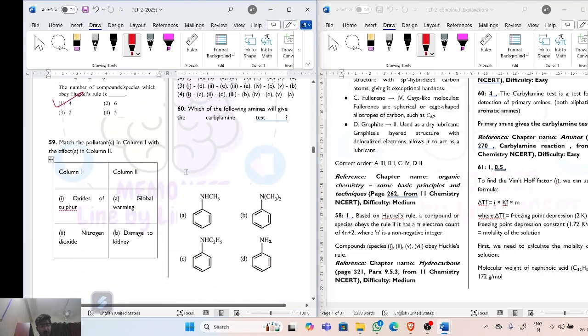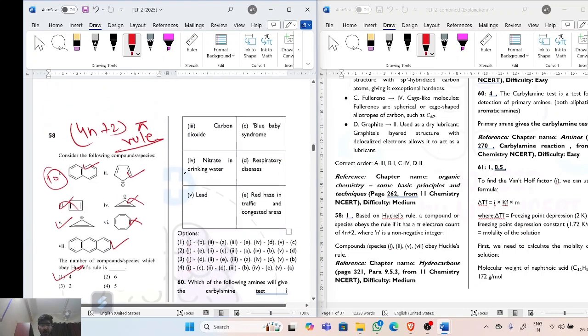We have column 1 and column 2, and we have to match them. Oxide of sulfur, nitrogen dioxide, carbon dioxide, nitrate in drinking water, lead.